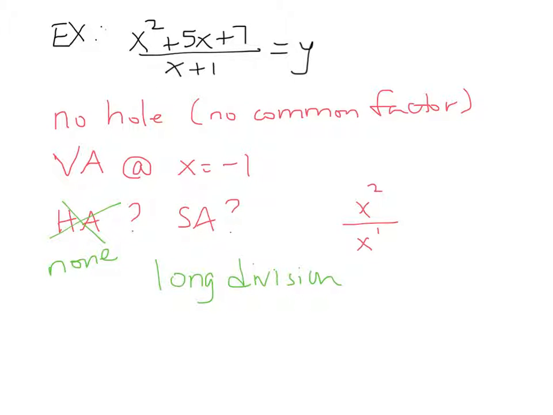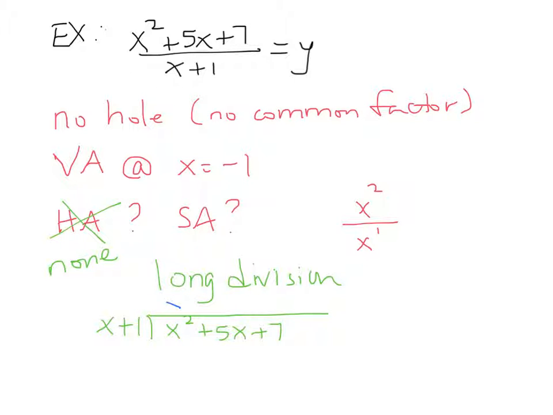So I'm going to go back to my original problem, and I'm going to try and move this page up so I have a little more room. Maybe not. All right, we're going to go back to my original problem. x plus 1 is being divided into x squared plus 5x plus 7. And if we remember our long division correctly, this should be pretty easy to do.